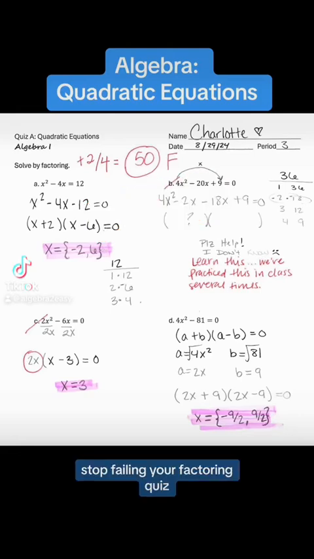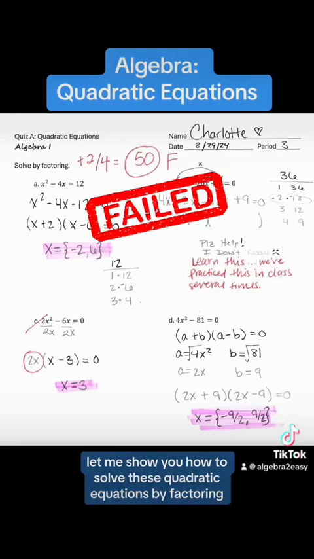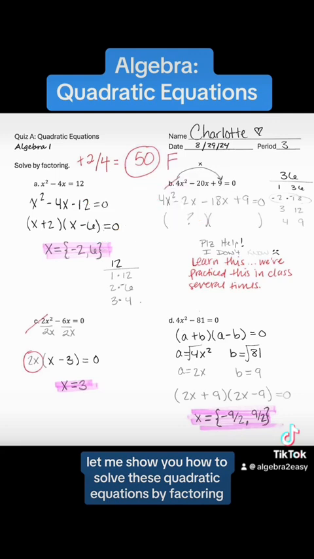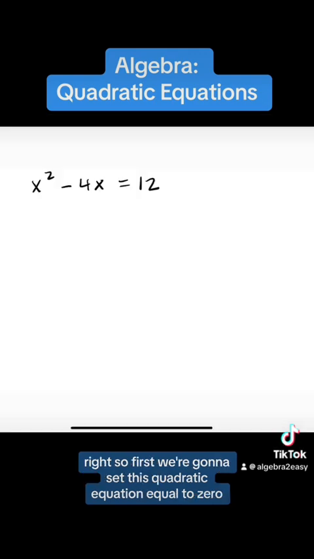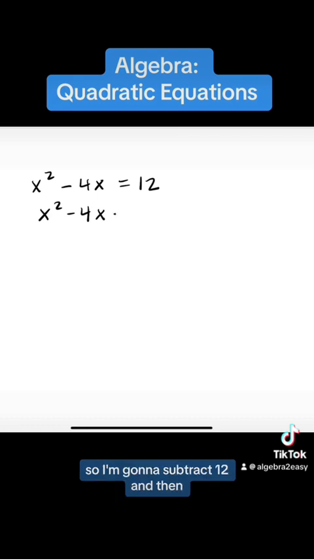Stop failing your factoring quiz. Let me show you how to solve these quadratic equations by factoring. All right, so first we're going to set this quadratic equation equal to 0. So I'm going to subtract 12, and then now 0 is going to be on the right side.